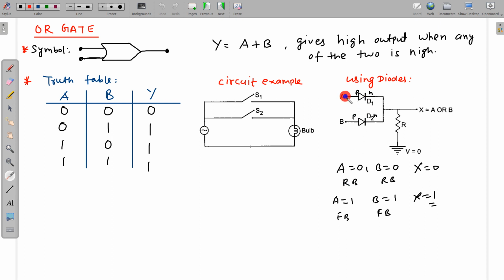Suppose A is equal to 1. If A is equal to 1, this is forward biased, and if this is forward biased, this all becomes conducting. This diode becomes a wire of 0 resistance. So this is 1, and this will also be 1, and this is 1, this is 1, and this is again 1. So it is OR gate.